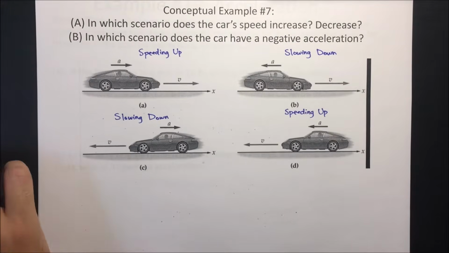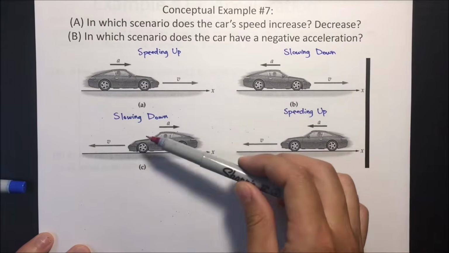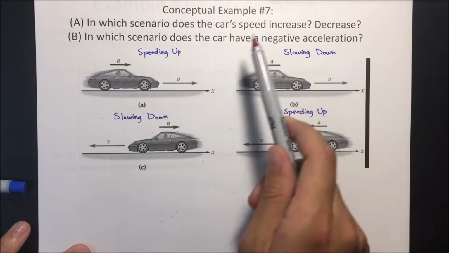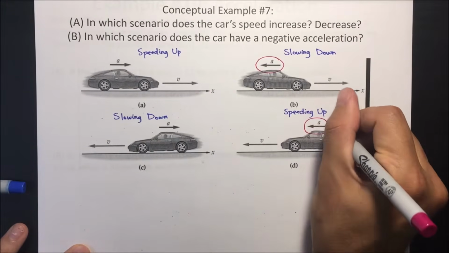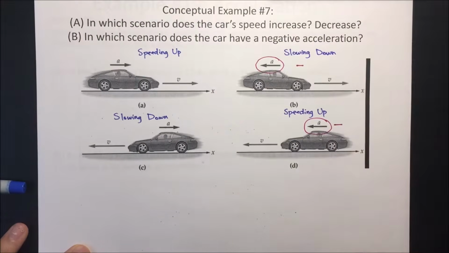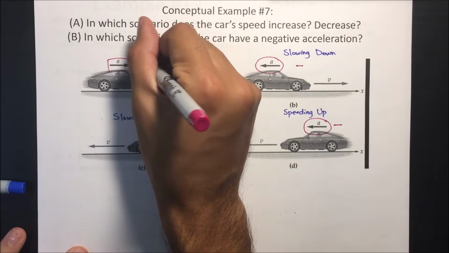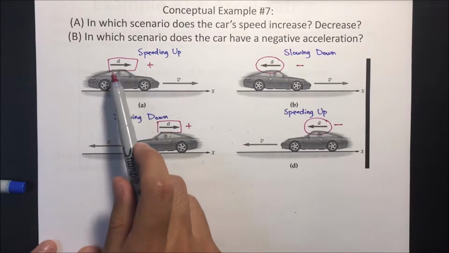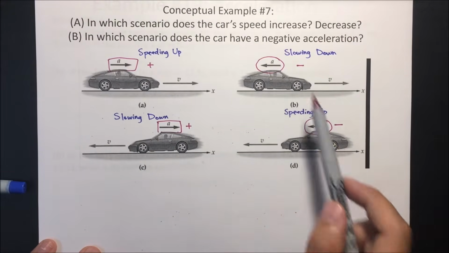Alright, part B, in which scenario does the car have negative acceleration? So you might think, okay, if it's slowing down, that must mean that it has negative acceleration. But that won't be correct. What we have to know when it comes to acceleration is, whenever it's pointed to the left, like in this case here, then it is a negative acceleration. However, whenever it's pointed to the right, like over here, it is a positive acceleration. So it doesn't matter if it's speeding up or slowing down, it only matters what direction the acceleration is going. If it's to the right, it's positive. If it's to the left, it's negative.